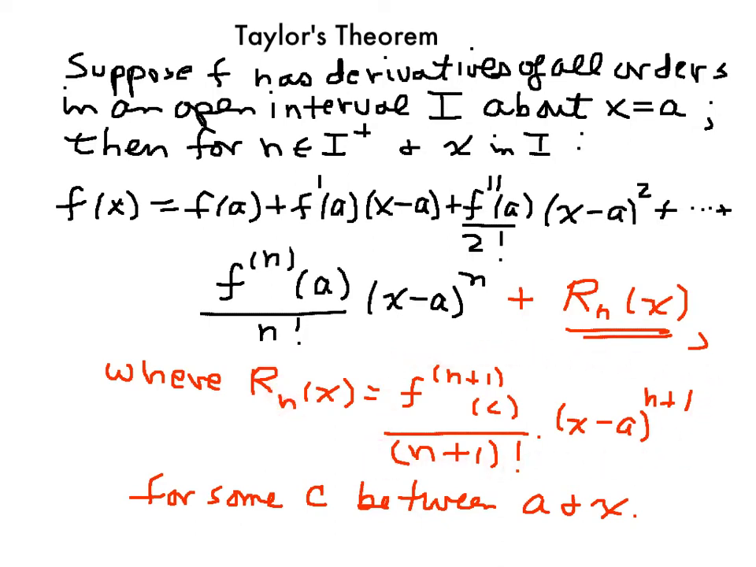And the big deal here is this term right here. Everything else is pretty easy to figure out, but this represents the n plus first derivative at c for some c between a and x. And it turns out to be that c which makes this be as big as possible.